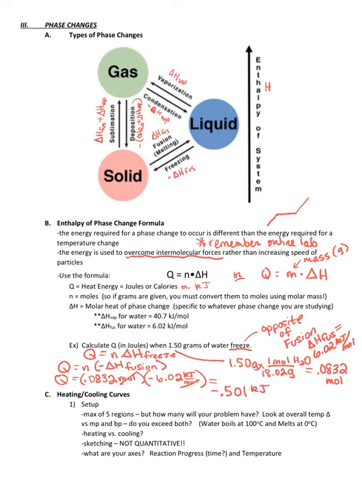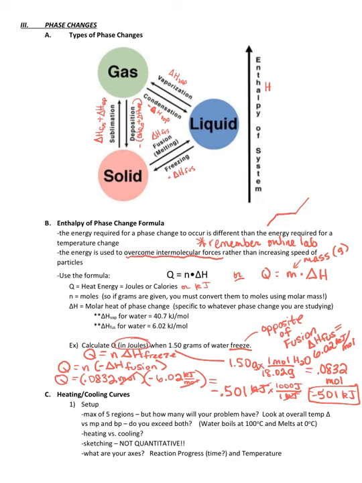kilojoules. The problem is they want this in joules, so now we're going to convert that. We know 1 kilojoule is 1,000 joules, and so this becomes 501 joules as your final answer.